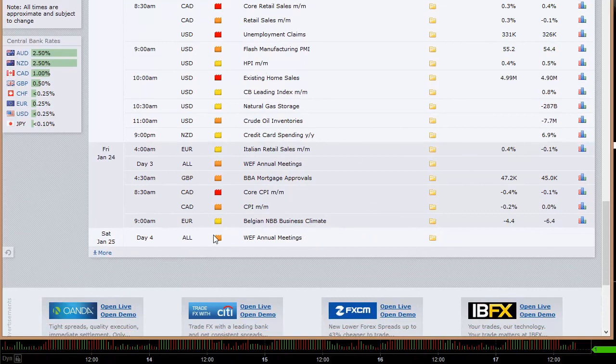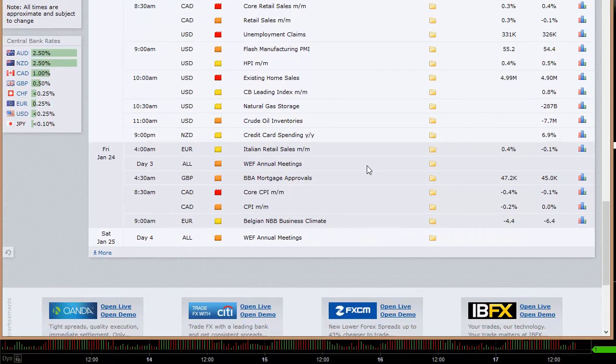Those other numbers were all out of the U.S. So the biggest data dump of the week is on Thursday out of the U.S. I wouldn't say any of those are super important to Forex. Italian retail sales out of Europe going into Friday, core CPI out of Canada, and that's it. So I do not see any data that we need to be necessarily aware of.